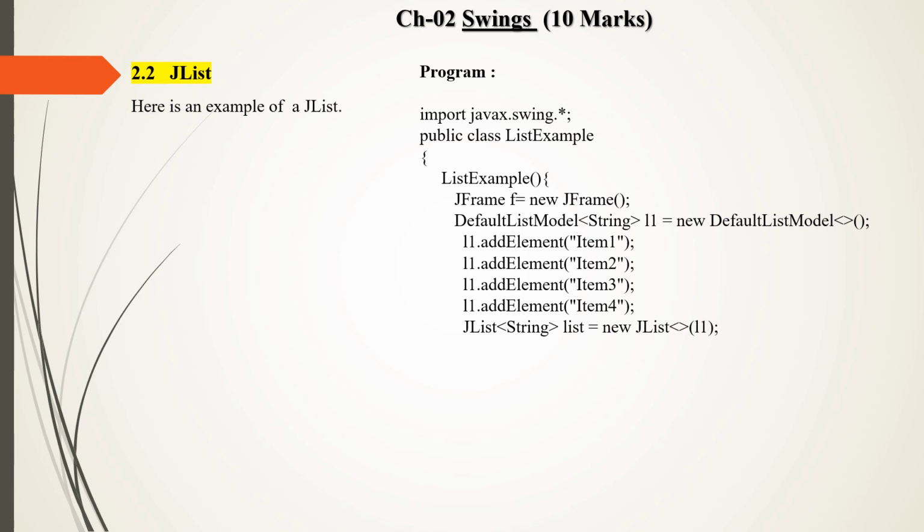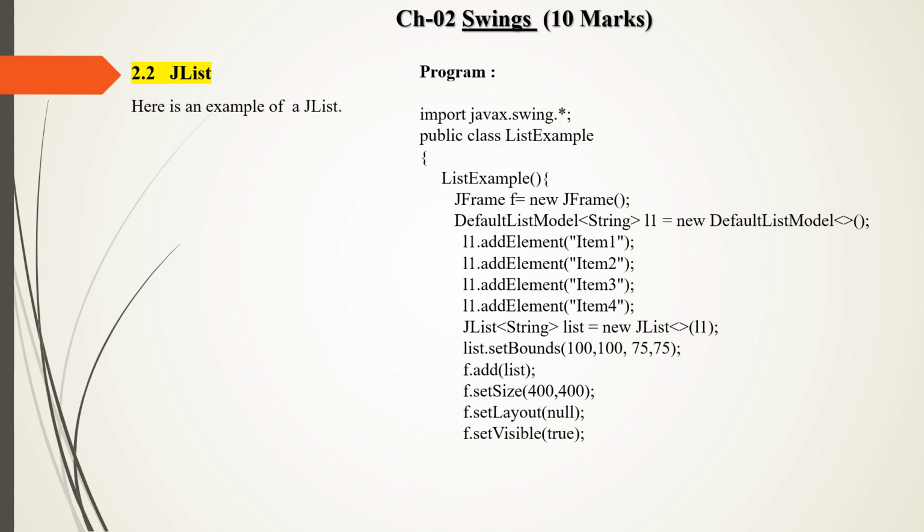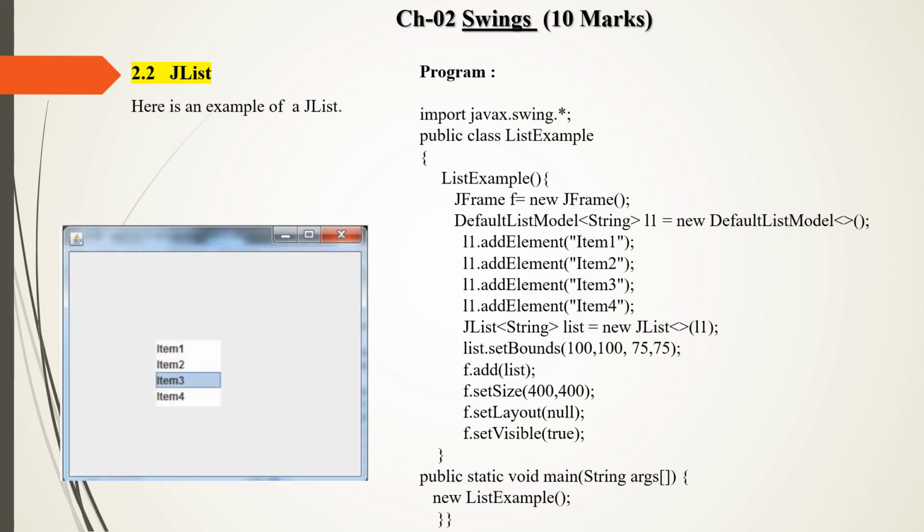So JList<String> list is equal to new JList(l1). By the method setBounds, we set the position of the JList. Then we add the list into the frame. Then we set the size of the frame. Then we set the layout. Then we set the visibility of the frame. And at last we define the main method and create one object of our ListExample class. So this is a simple example of a list, and the output is displayed like this.